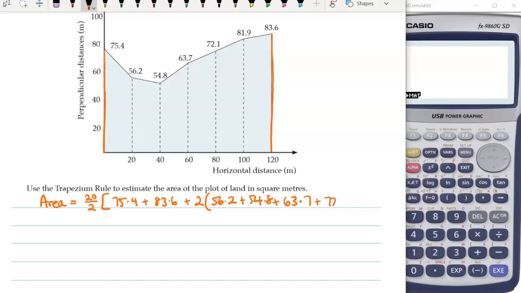63.7, 72.1, 81.9, and that's it, because we've put the last one in already. Okay, so if we go through working all of that out, we will get 8,164 meters squared.